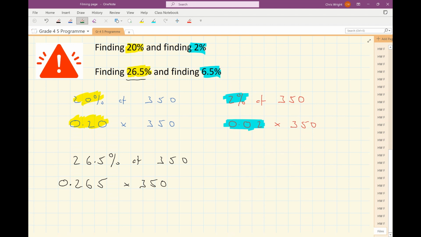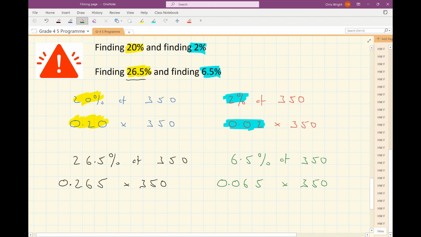On the other hand, if you were looking at something like 6.5% of 350, then 0.06 is 6%, so 6.5% is 0.065 times 350. So those are your two lookouts.